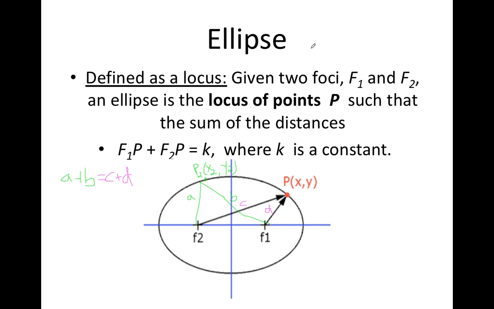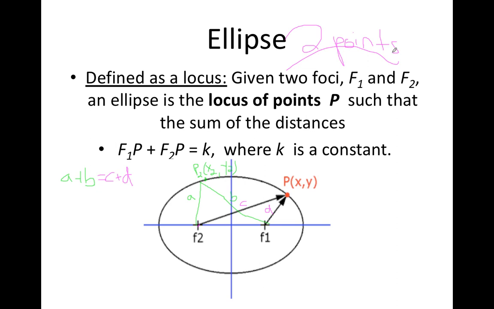Okay, so kind of more complicatedly written down here: given 2 foci, F1 and F2, so it's just 2 points. Instead of a circle, which is given 1 point, and the set of points in the plane that are a certain distance away from that 1 point, that would be a circle. So this is given 2 points, okay?